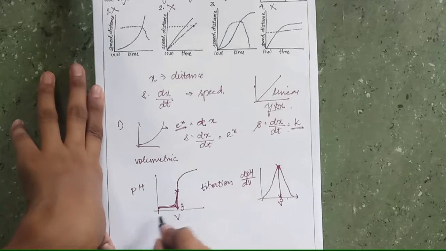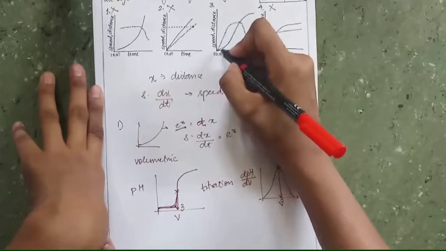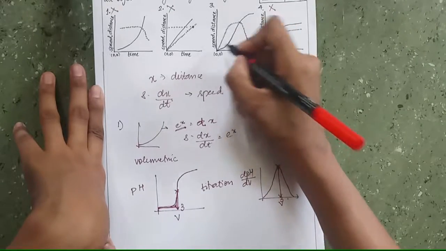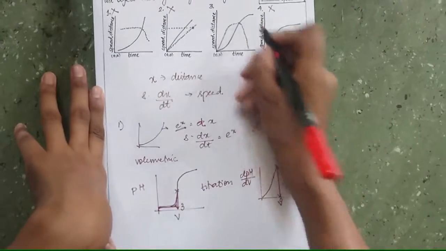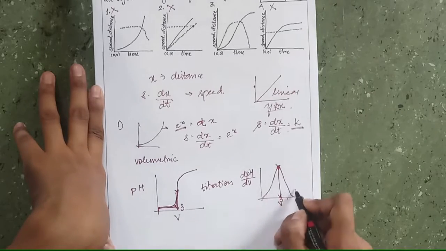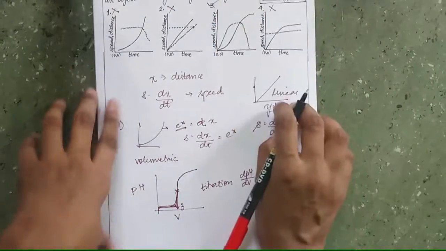So this is how we used to find the values, and now we see that this distance is sigmoidal and the speed, which is the derivative of distance, has followed a curve which is similar to this. So option 3 is the correct option.